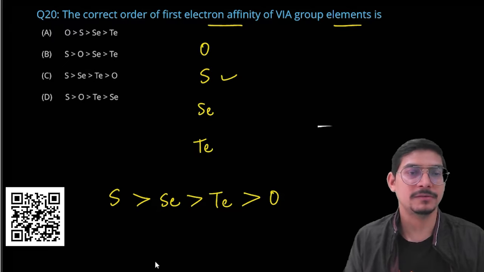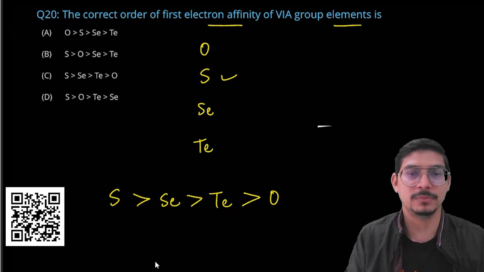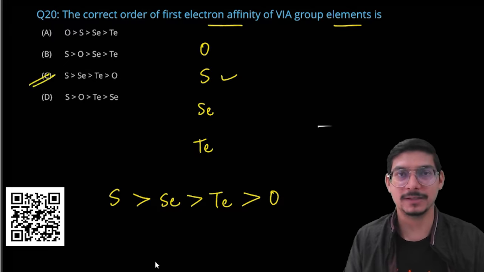So the correct order for electron affinity would be in this question sulfur, selenium, tellurium, and oxygen, which would be option C here. That would be the correct answer. Thank you.